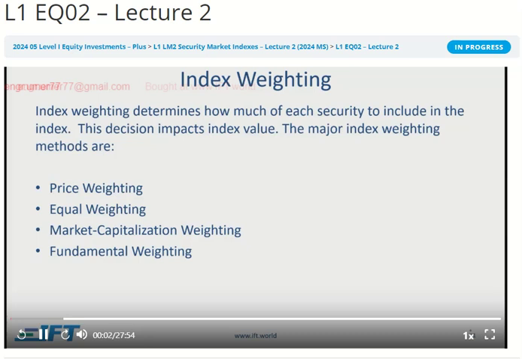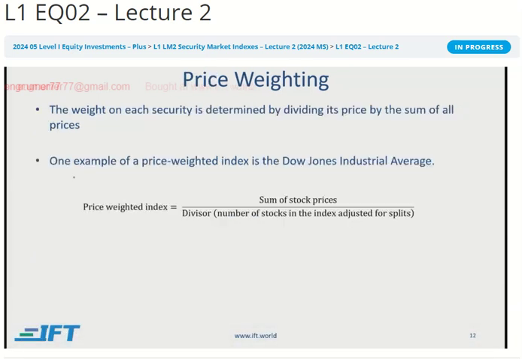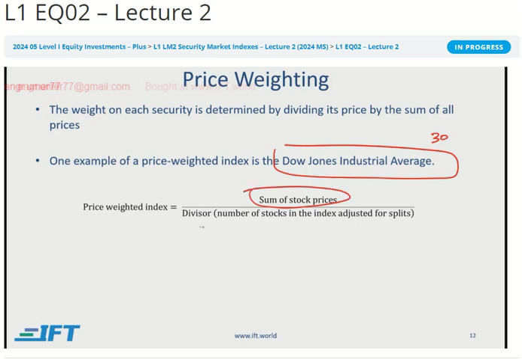Let us now get into the different weighting methods, starting with price weighting. A very popular price weighted index is the Dow Jones Industrial Index, which has 30 stocks. How you would go about it is you would add all of the prices and then divide it by the number of stocks. Now, there is something known as stock splits. We'll talk about that shortly and how that would make an impact on this divisor, but just ignore the splits for now. Let's keep it simple.